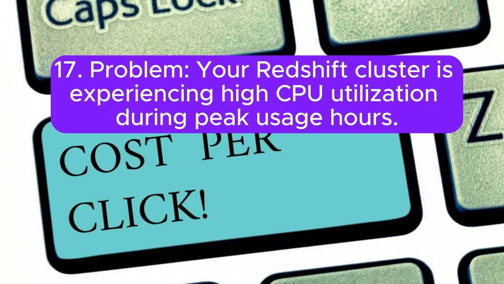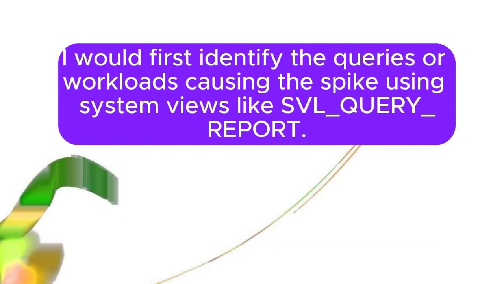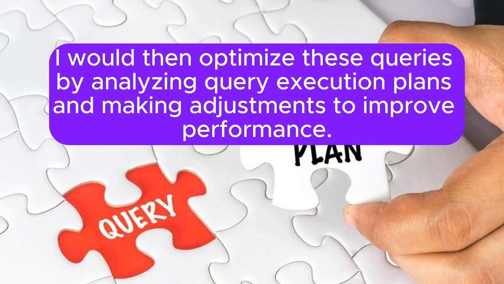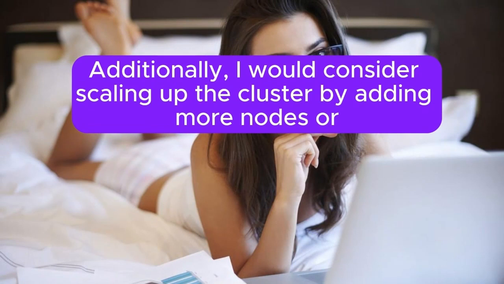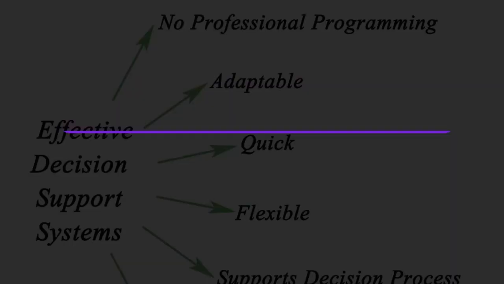17. Problem. Your Redshift cluster is experiencing high CPU utilization during peak usage hours. How would you address this issue? Answer. To address high CPU utilization in Redshift during peak hours, I would first identify the queries or workloads causing the spike using system views like SVL_QUERY_REPORT. I would then optimize these queries by analyzing query execution plans and making adjustments to improve performance. Additionally, I would consider scaling up the cluster by adding more nodes or upgrading to a larger node type to handle increased workload demands.